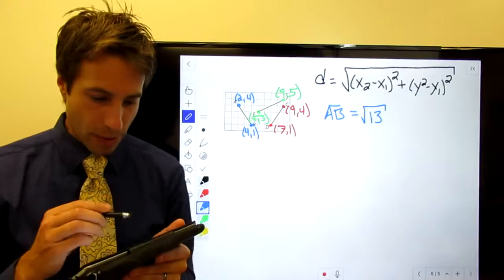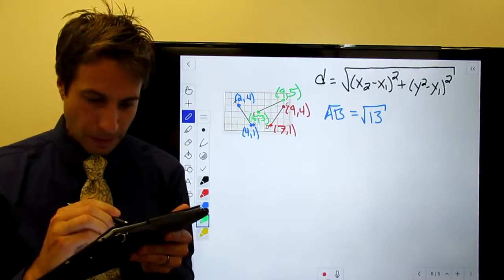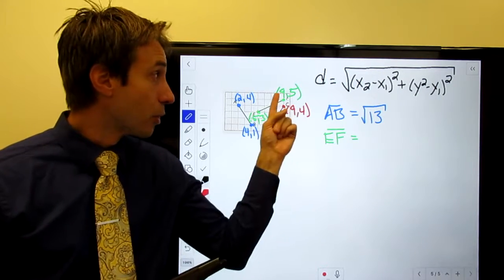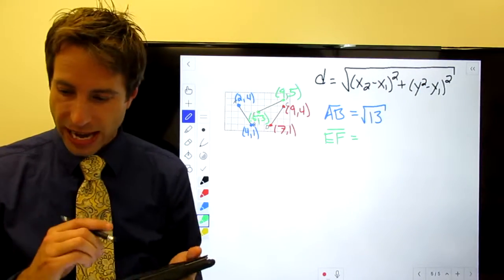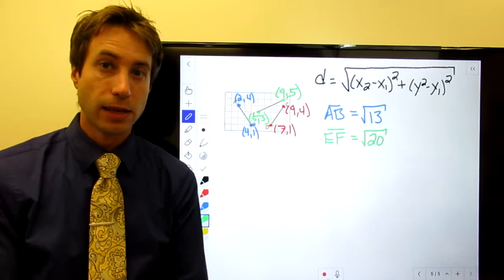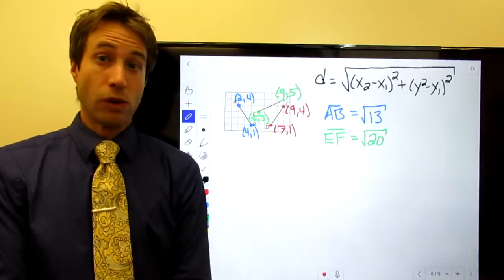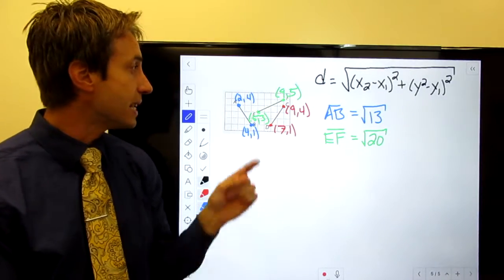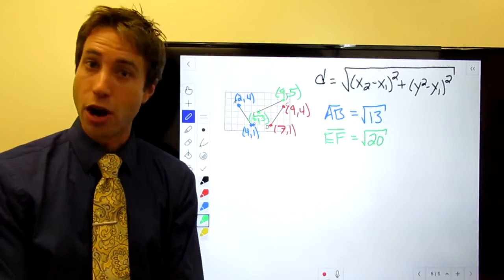Okay, let's keep going. What about EF? Again, label the points, x1, y1, x2, y2. Plug them in. Don't fat finger something on your calculator. I get the square root of 20. Question, same length? Nope, not the same. Square root of 13 is not equal to the square root of 20, which means line segment AB and line segment EF are not congruent.